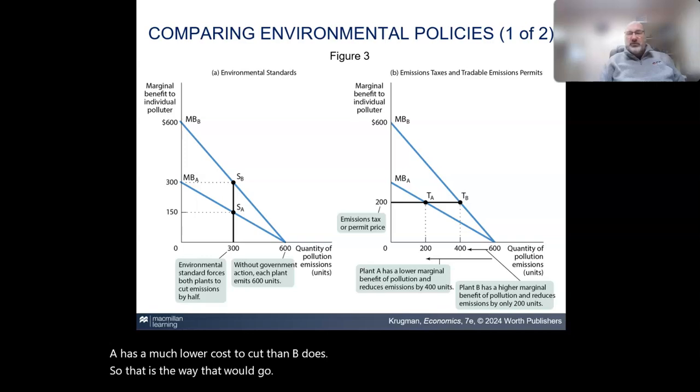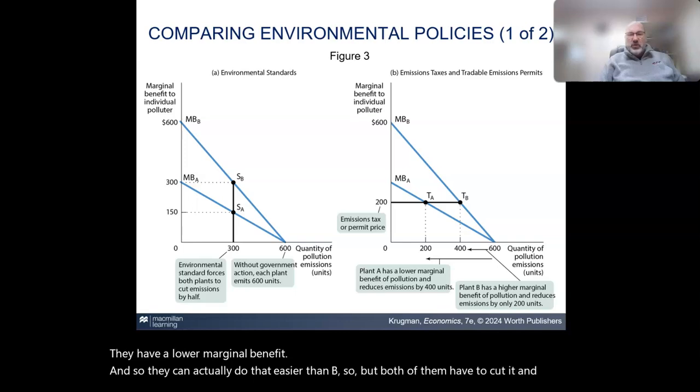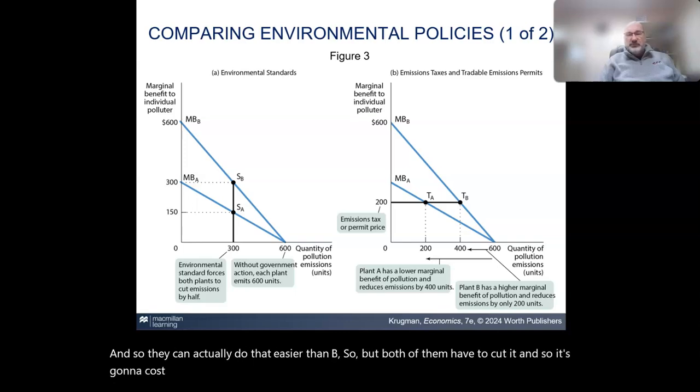They have a lower marginal benefit, and so they can actually do that easier than B. But both of them have to cut it. And so it's going to cost B more to cut that when you do it that way.